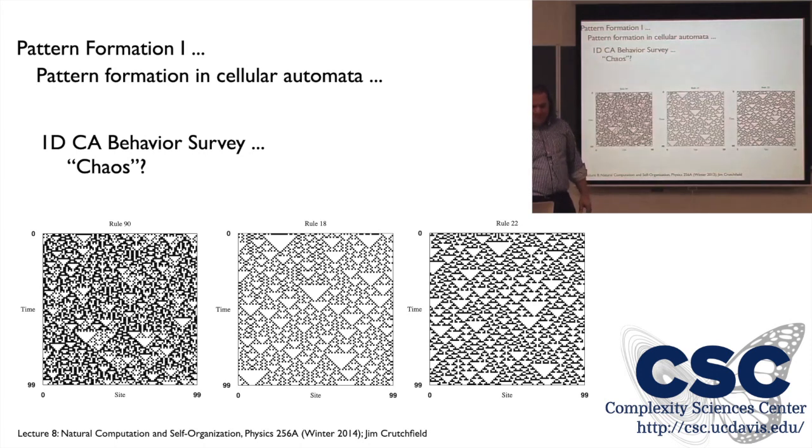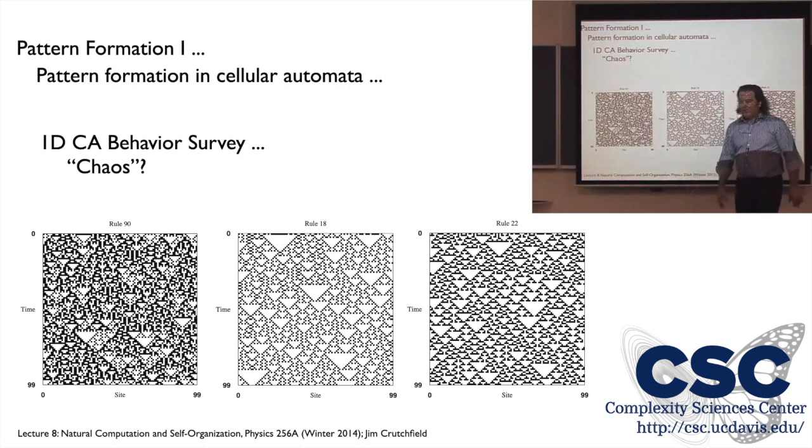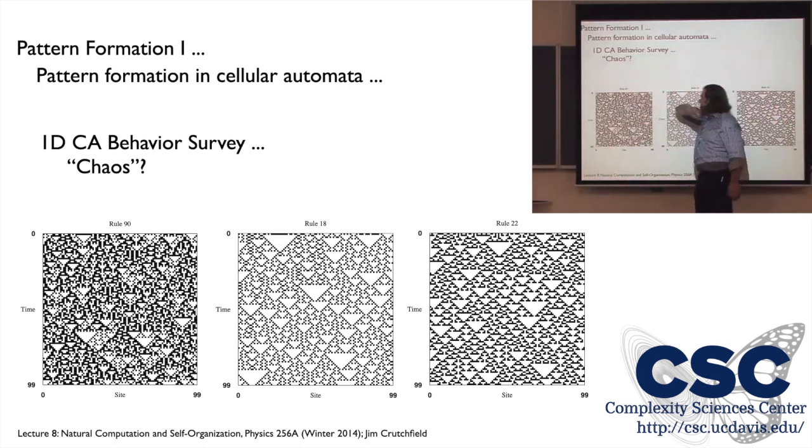And of course, chaos. Well, that's kind of an issue. What do we even mean by chaos? Remember our basic properties. Maybe the first cut is it just looks complicated. Complicated orbits. So here is rule 90, rule 18, which I showed you, and rule 22. These are some of our favorite complicated series to look at.